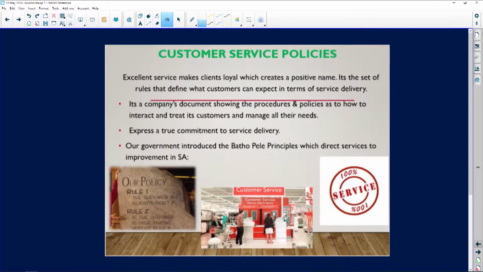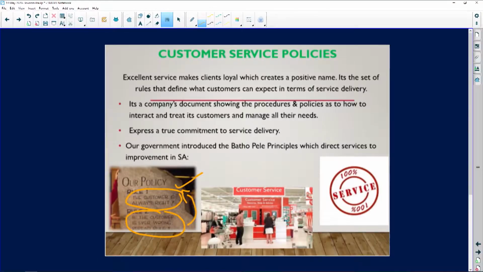All right, customer service policies. I want to jump straight to this picture. Here it says, our policy, rule one, the customer is always right. You've heard that one before. Now, if a worker asks the manager, but sir, what if the customer is not always right? And that's exactly what it says there. Then the manager says, oh, well, then you go straight back to rule number one, the customer is always correct. In other words, when it comes to customer service, it's very important to always listen to your customers. If they complain, they have a reason why they are unhappy.